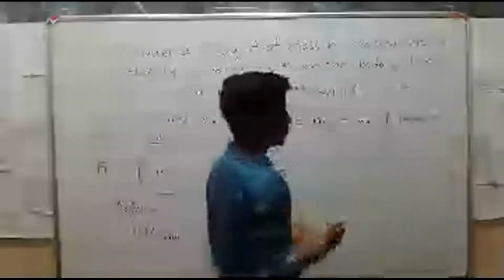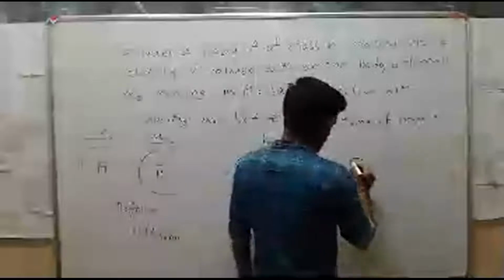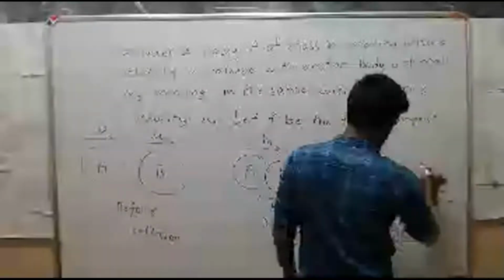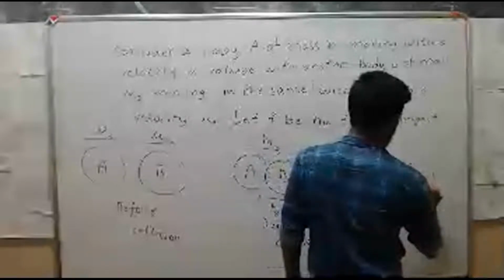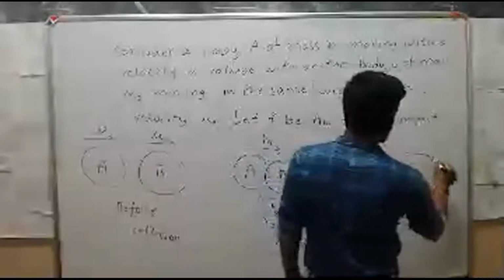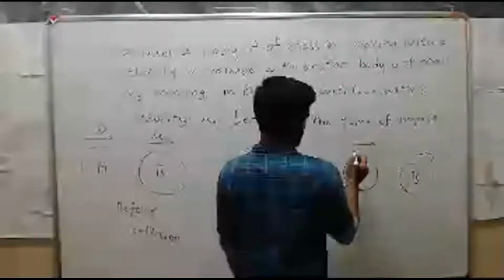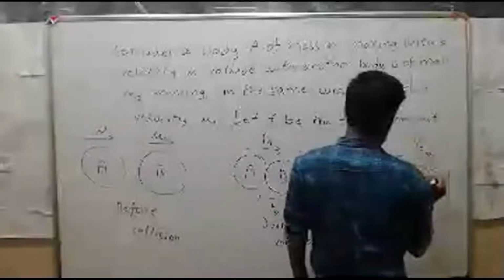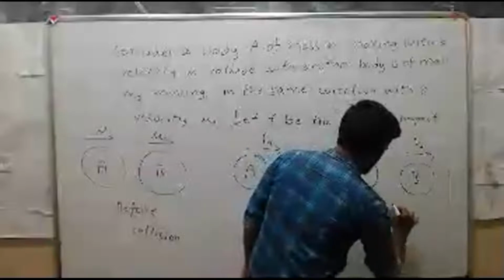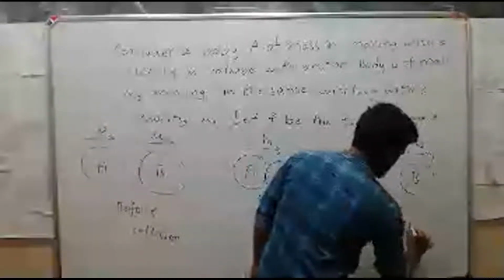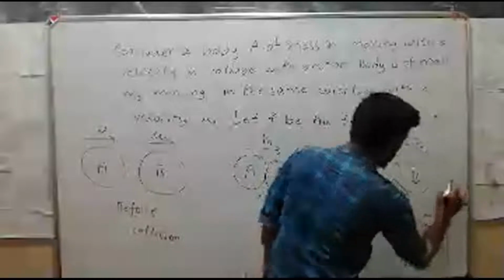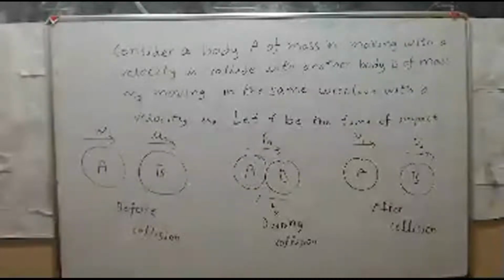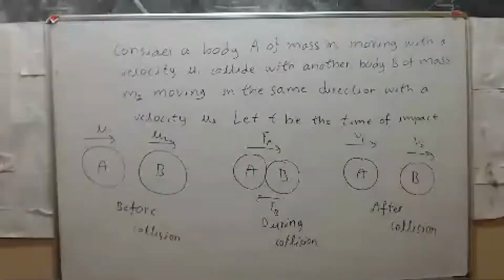After collision, what happens? Once again, both will separate, right? At that time, the velocity changes. Object A's velocity changes to V1, and object B's velocity changes to V2. This is after collision. So we have before collision, during collision, and after collision.